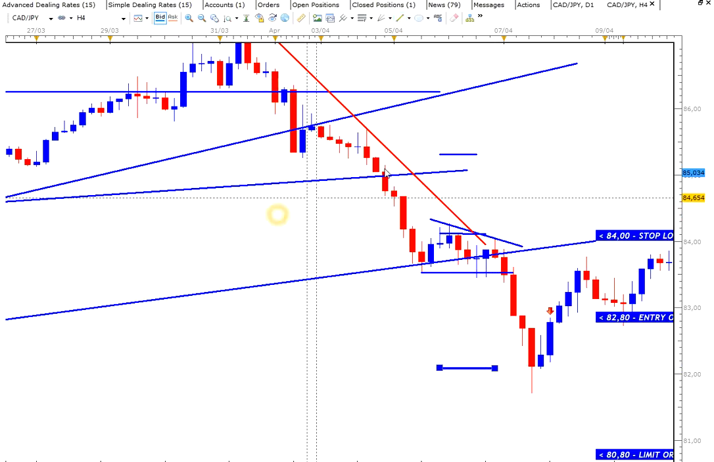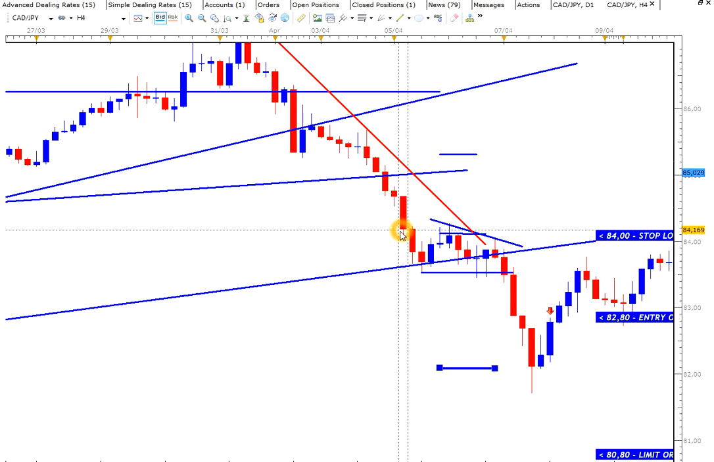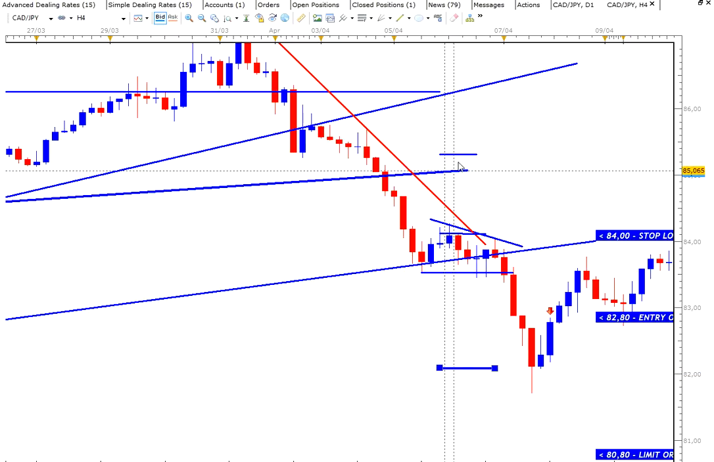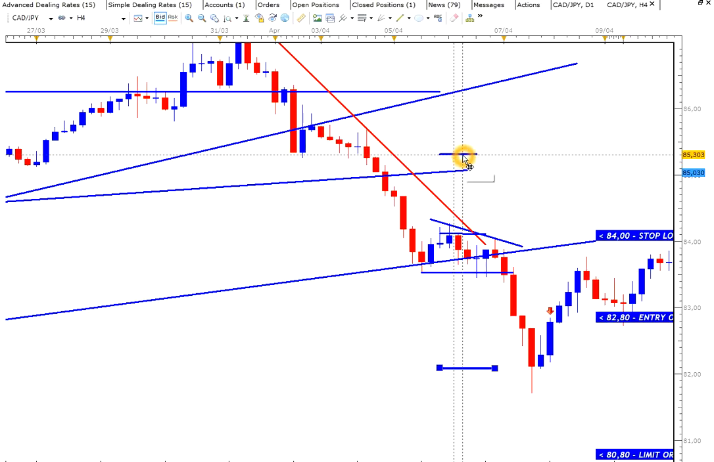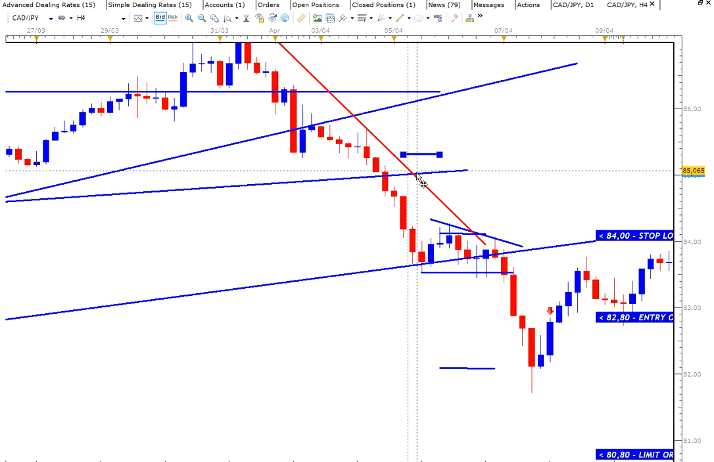Even if we had used a stop loss of 85.20, entry would have been at 84 on the dot. We still would have been able to get a 200 pip gain, as the market also went through the 82 level. But the higher stop loss would have been better because it would have been at a better location above this downtrend line.